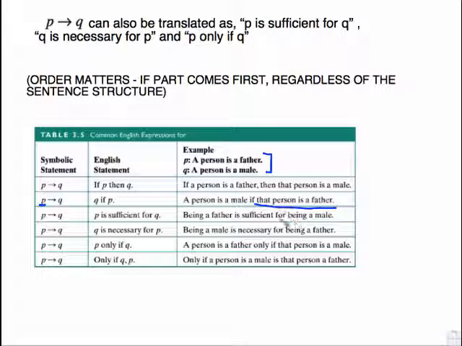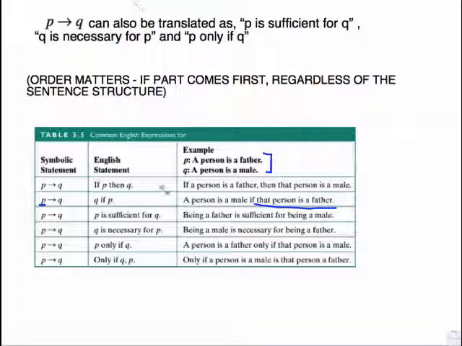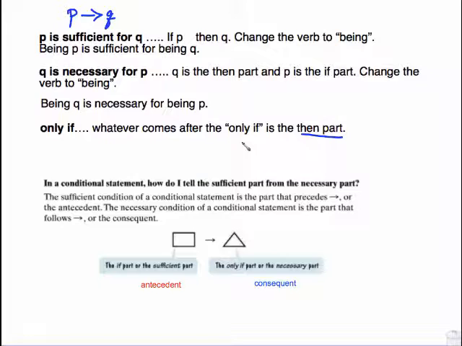So when you're talking about the sufficient or the necessary, you're going to change your sentence to have the word being in it. Q is necessary for P. Q is the then part, and P is the if part, and you still change the verb to being. Being Q is necessary for being P. Being a male is necessary for being a father. You have to be considered a male before you can be a father.